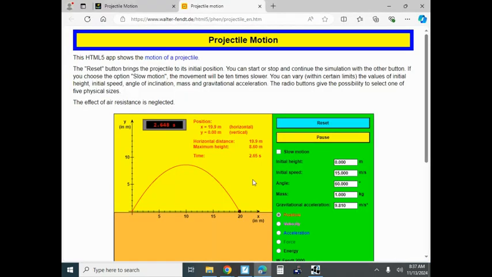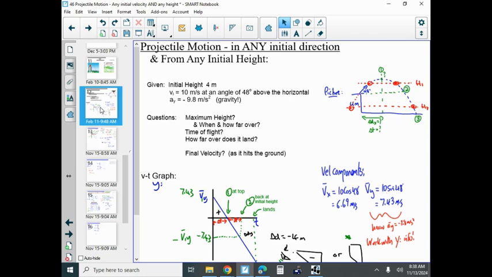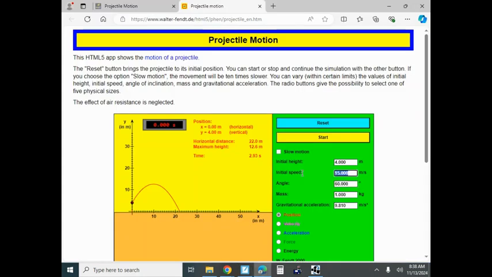If I go back to this, I can put the initial height in as 4. The initial speed in as, what's our speed here? Speed of 10, angle of 48. Mass doesn't matter, gravity's proper, and we just say start. And it goes and goes and lands. And so it landed over the 13 meters. It took 1.936 seconds total.